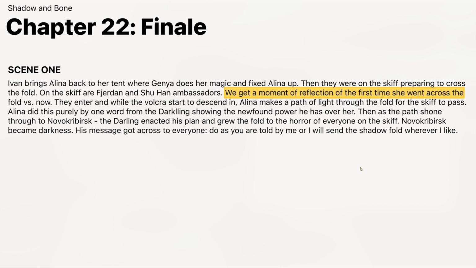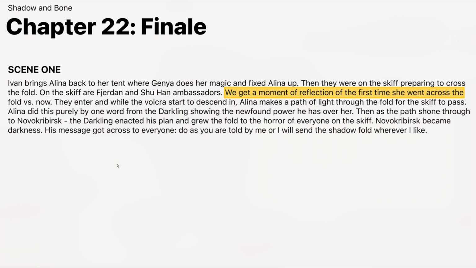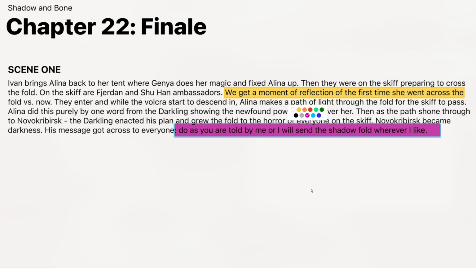Then as the path shone through to Novokrobursk, which is the city on the other side of the fold, the Darkling enacted his plan and grew the fold to the horror of everyone on the skiff. Novokrobursk became darkness. So the Darkling enacted the plan that Baghra said he would, or he started it. He pushed the fold past its usual bounds and engulfed a whole city. His message got across to everyone: do as you are told by me, or I will send the shadow fold wherever I like.